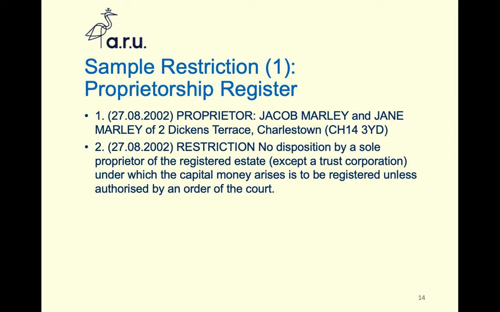So we have a situation there where they're both very clearly tied together in this. It's not possible for one of them to be able to pass it on unless there is a court order saying that that's what is to happen. Okay, so that would stop either Jacob or Jane being able to be the sole passer of the estate.